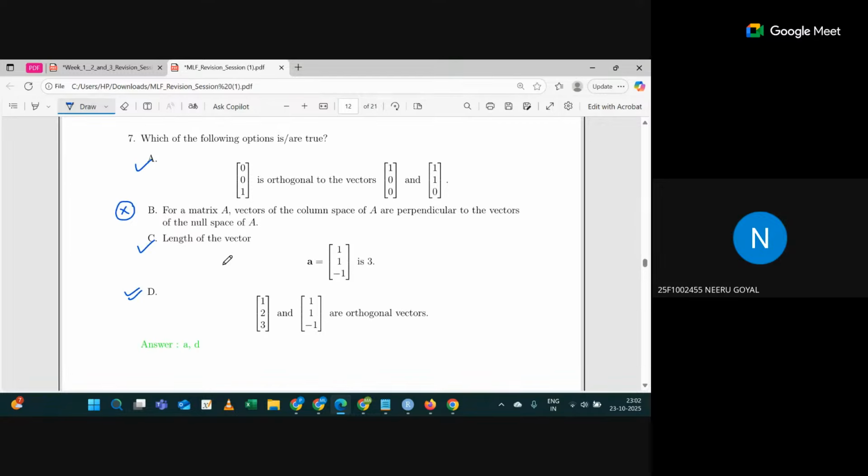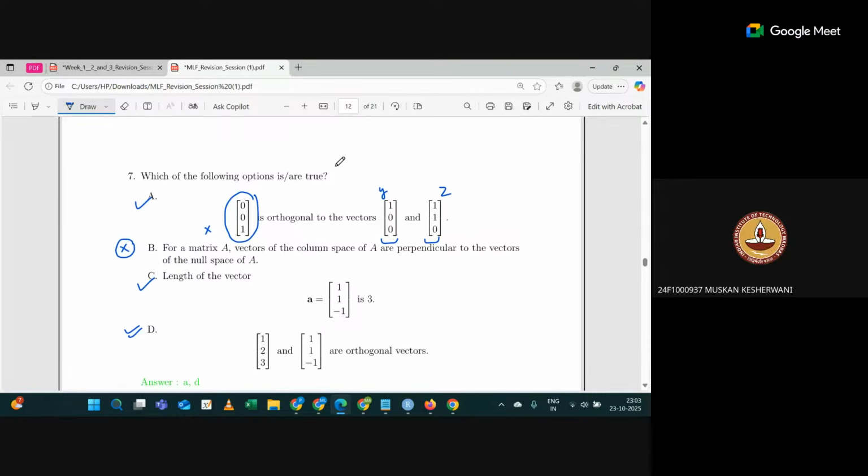I think the length will be √3. Yes, length is √3. Whenever you calculate length, it is the square root of the norm of A. Please explain the first option. See, the first option says this vector is orthogonal to this vector and this vector. Let's say this is x, this is y, and this is z. To check whether two vectors are orthogonal, we have to check that x transpose y is 0, and x transpose z is 0.